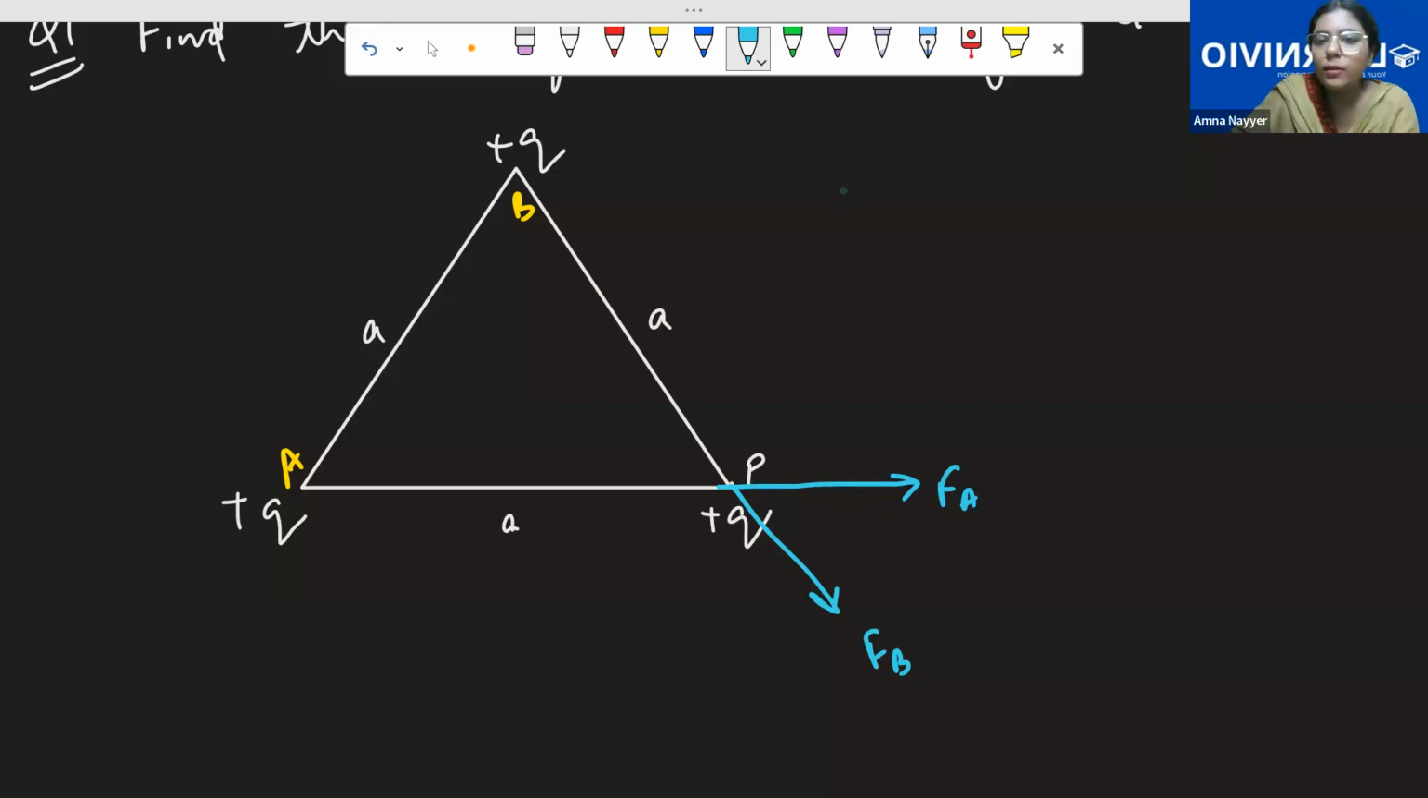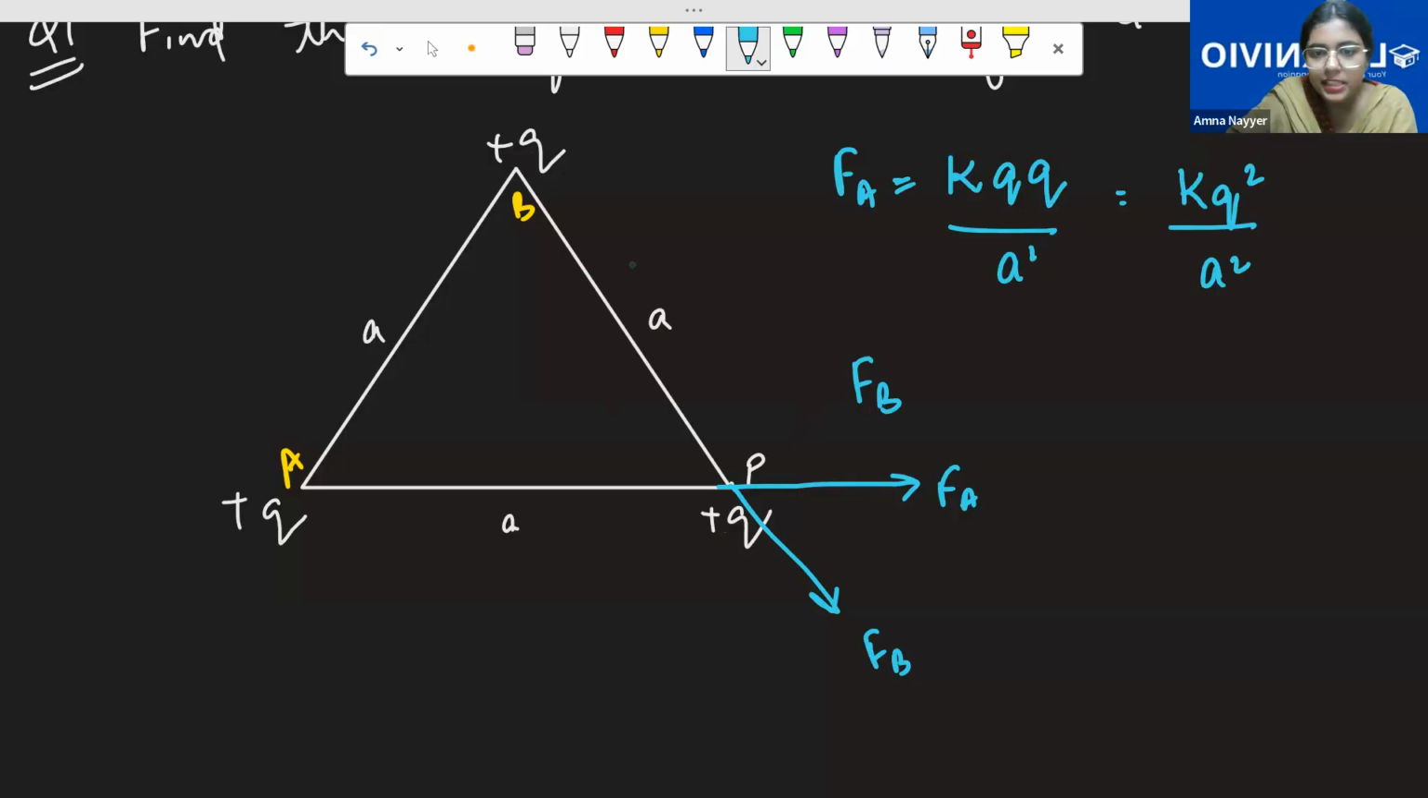Now see, what will be Fa if I write it individually? Fa means the force between these two. I will say K Q into Q divided by A square, which is equal to K Q square divided by A square. Now I'll calculate the force on B, means due to these two charges. That is K, again both the magnitudes and everything are the same, so we are getting the same value, KQ square by A square.